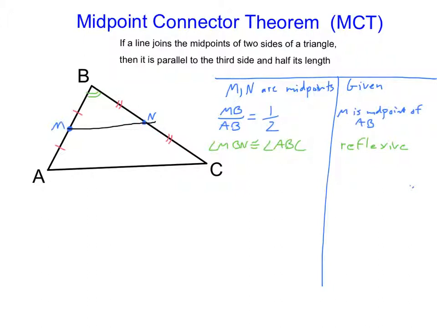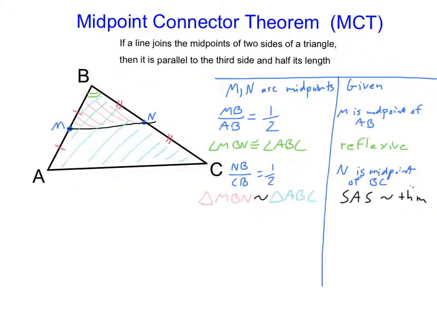And then we got this proportion on the other side. So NB, remember I'm doing the short ones on top, that over that is 1/2. So here I have that side angle side proportion. So I'm going to have some similar triangles here. And that this little pink triangle MBN is similar to the blue triangle ABC by the side angle side similarity theorem, because I got those 1-to-2 proportions and the angles are matching up.